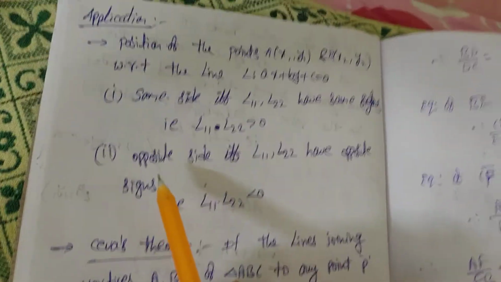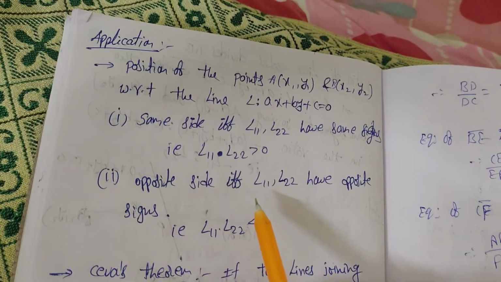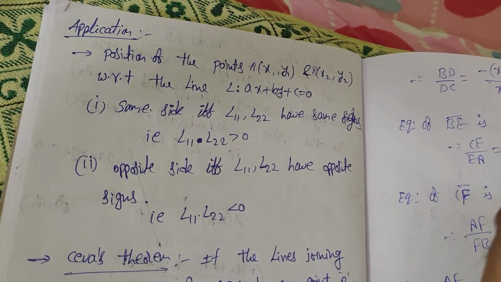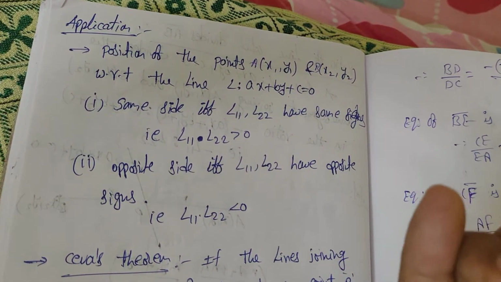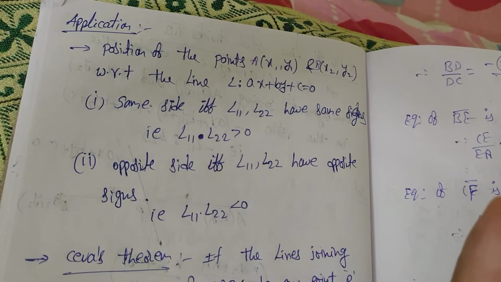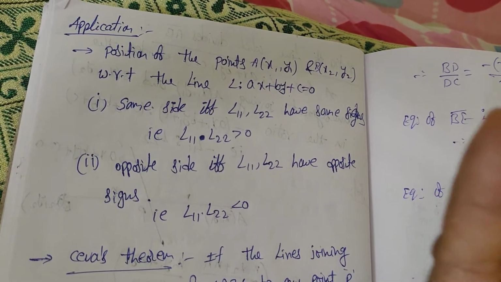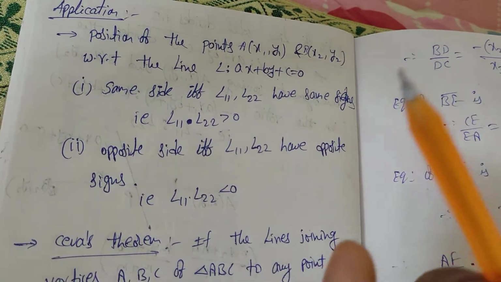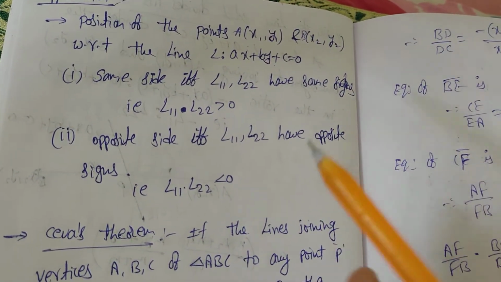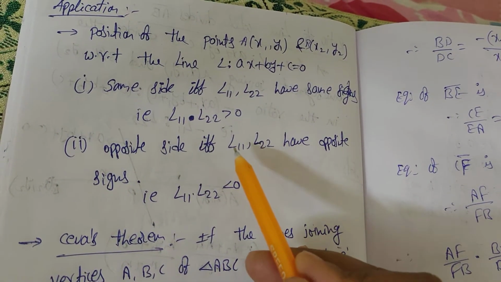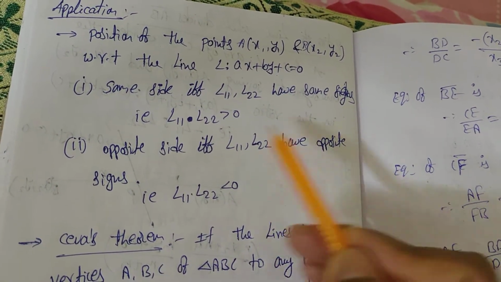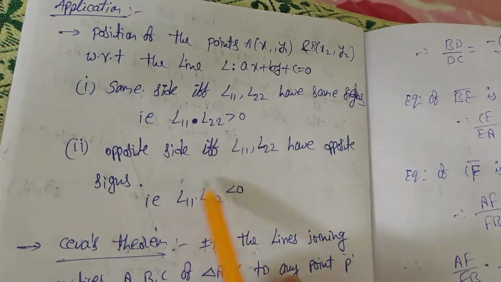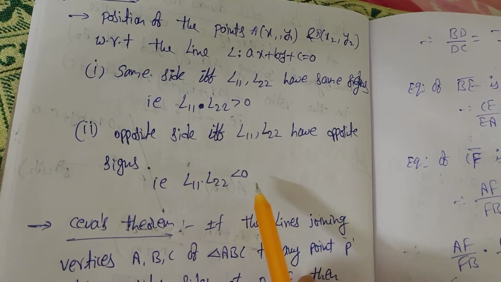Okay, next one: they are on opposite sides if and only if... Opposite side means that P is in between a, b only. That means P divides AB in the ratio internally. Internally means the ratio becomes positive. The ratio becoming positive means, already we have minus, so L1 and L2 have opposite signs. Opposite signs means if one is positive and another is negative, then the product becomes negative. Positive into negative is negative only. So this condition we can shortly write as L1 into L2 is less than 0.